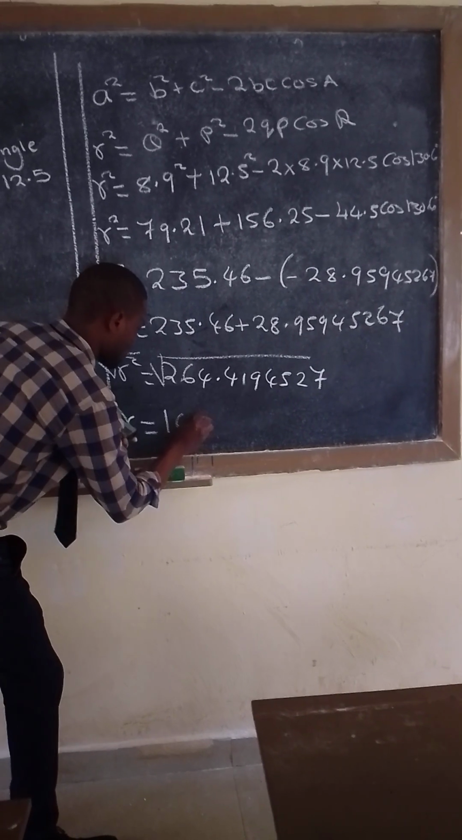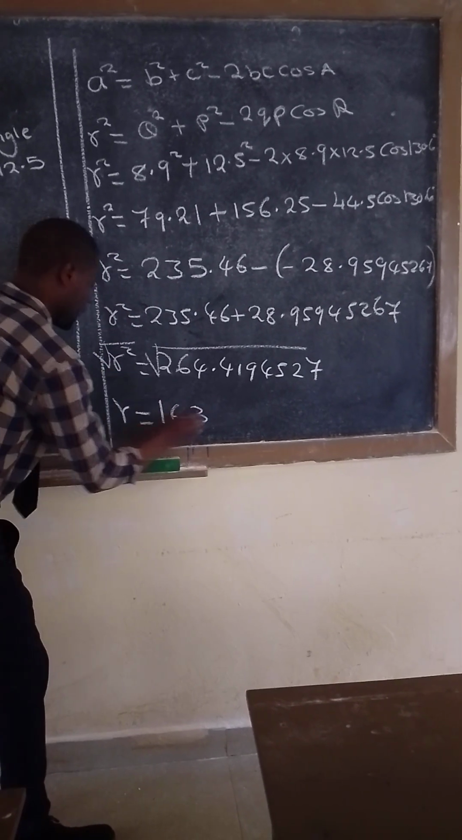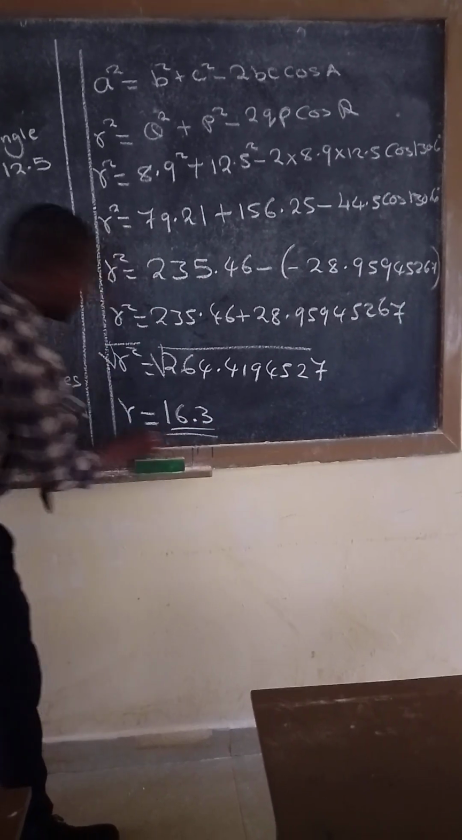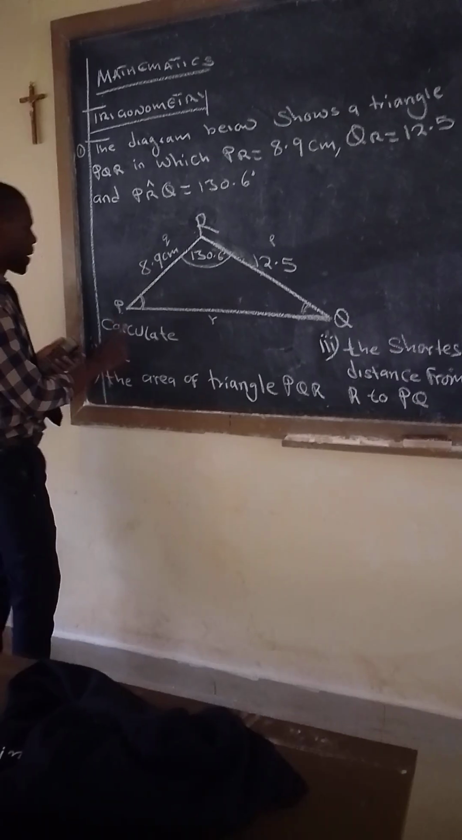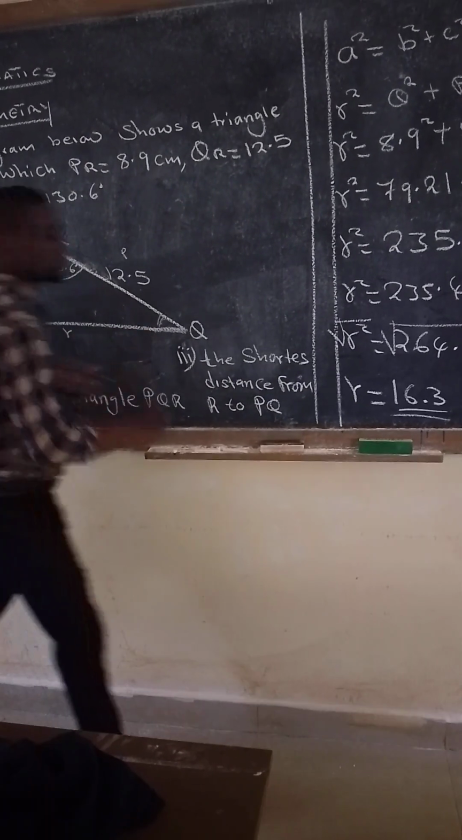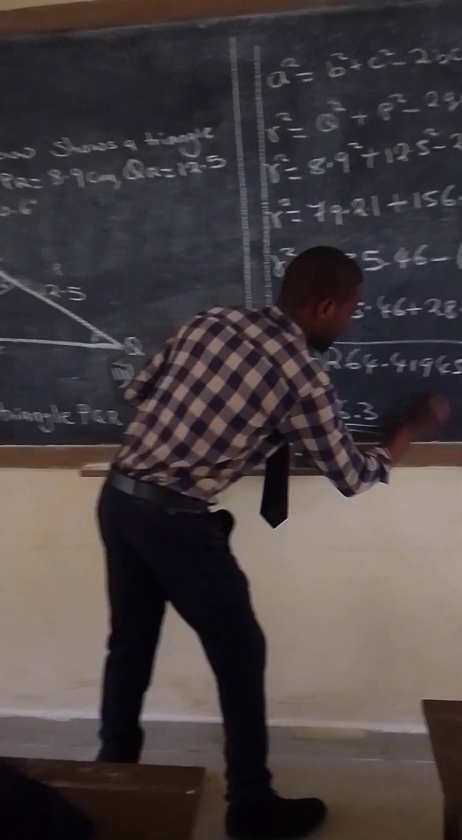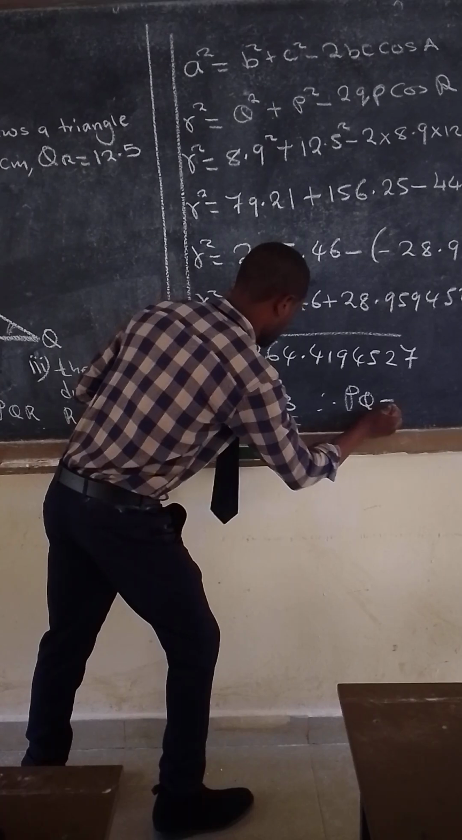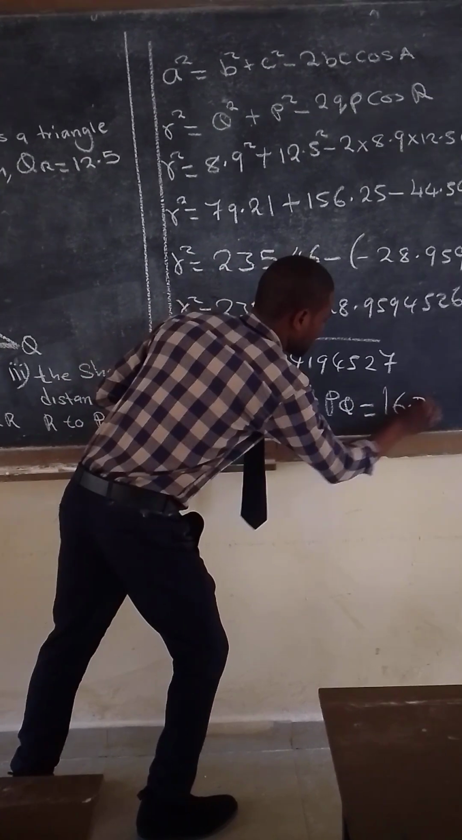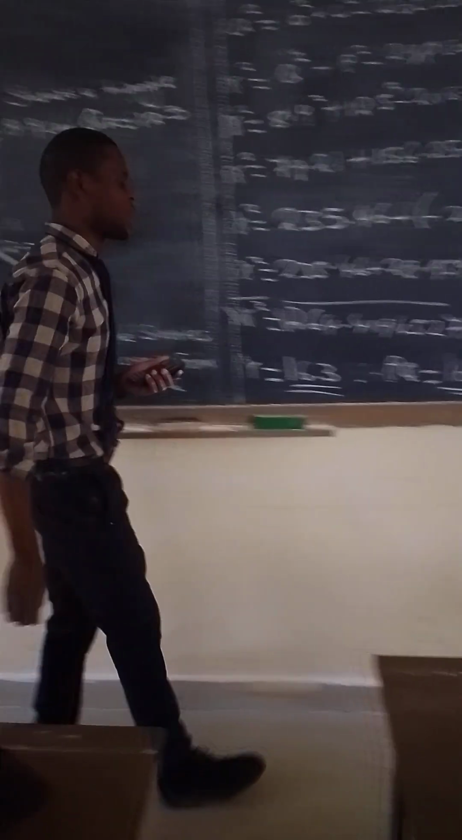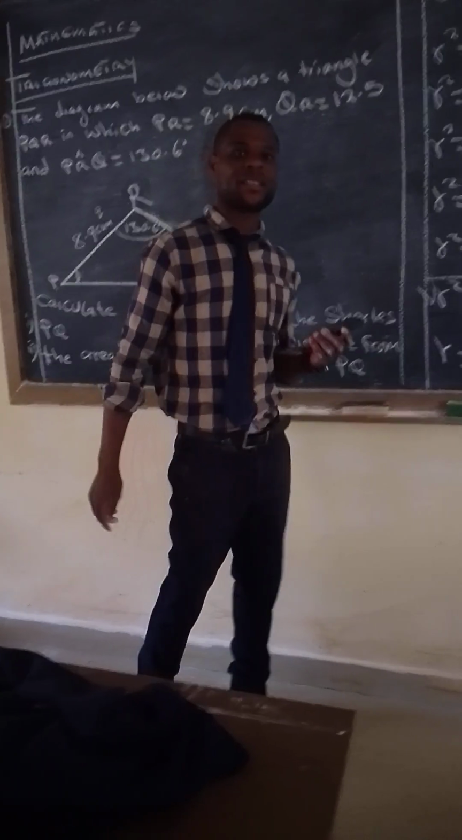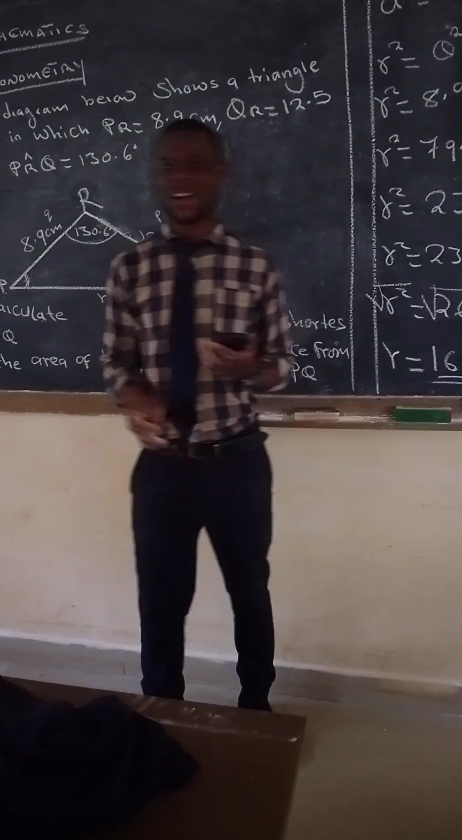That will give us 16.3 as the length of PQ. So r stands for the length of PQ. Therefore, PQ is equal to 16.3 as the length of PQ. Make mathematics easier with Sir Albert.